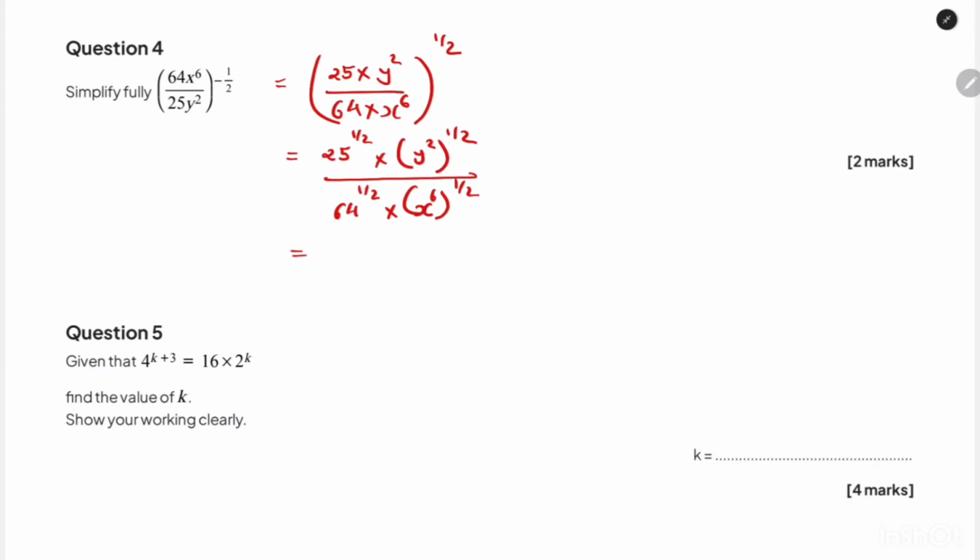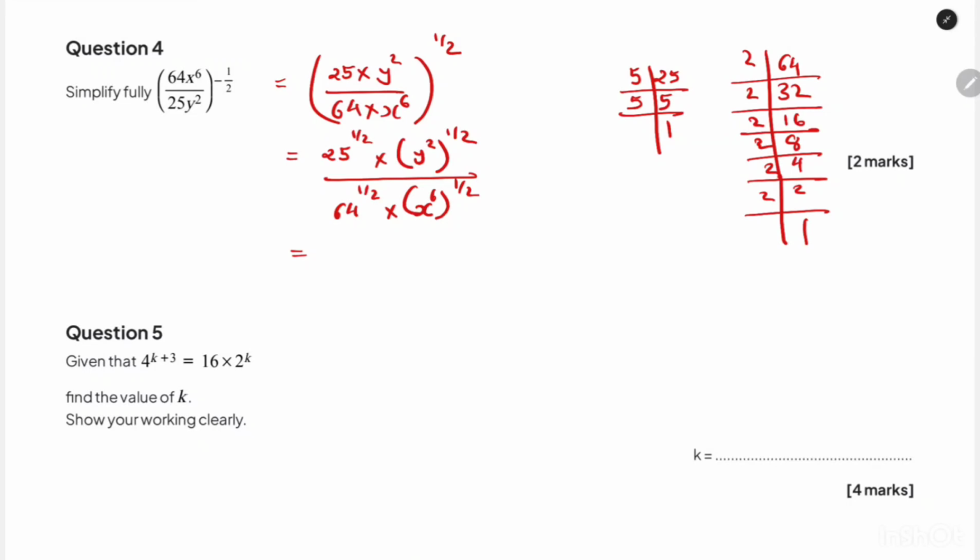Now 25 raised to 1 by 2, 1 by 2 is a fraction, so do the prime factorization of the base. 25's prime factorization is 5 square, and 64's prime factorization we did on previous pages, but if you haven't followed, just focus here, I'm doing it again. So 2 raised to 6, that is 2 times 2 and so on. So 25 can be written as 5 raised to 2 to the power 1 by 2, because it's 25 raised to 1 by 2. y raised to 2 times 1 by 2 is y raised to 1. 64 is 2 raised to 6, power 1 by 2 as it is. And x to the power 6 into 1 by 2 is x raised to 3.